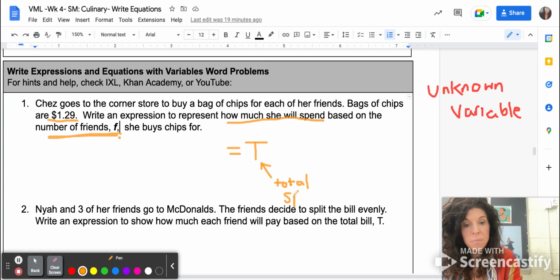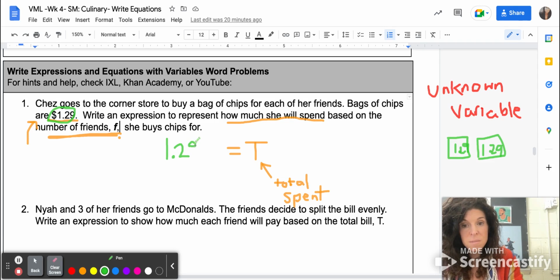Total spent. Okay. Now, how do we figure out how much she spent? When you go to the corner store, you have to picture what's happening. You need to know 2 things. One thing is how much a bag of chips is. We have that, $1.29. The other thing we need to know is how many bags are you going to buy? Because each bag is going to cost $1.29. We're going to cost $1.29 for one bag, $1.29 for another bag, $1.29 for every bag of chips. However many bags of chips we buy, we do $1.29 that many times.